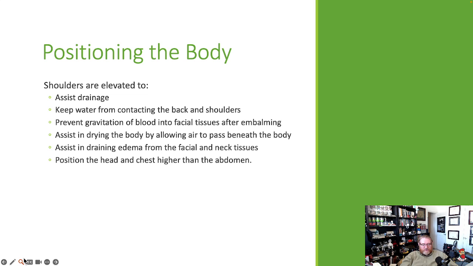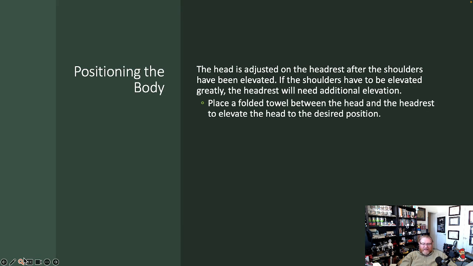The shoulders are elevated to assist drainage, keep water from contacting the back and shoulders, prevent gravitation of blood into facial tissues after embalming, and assist in drying the body by allowing air to pass beneath the body. They also assist in draining edema from the facial and neck tissues, and position the head and chest higher than the abdomen. The head is adjusted on the headrest after the shoulders have been elevated. If the shoulders have to be elevated greatly, the headrest will need additional elevation. Place a folded towel between the head and the headrest to elevate the head to the desired position.